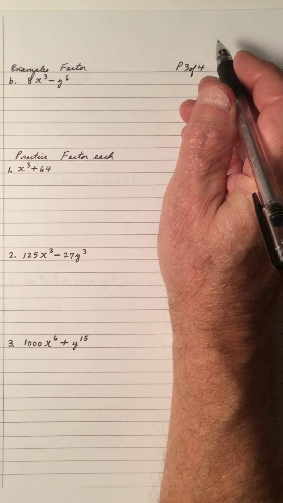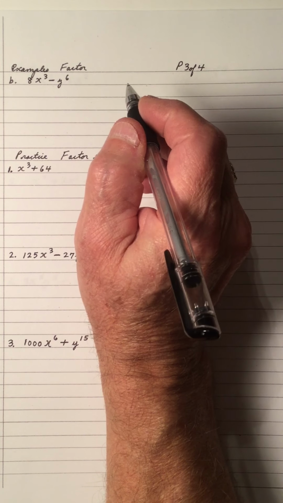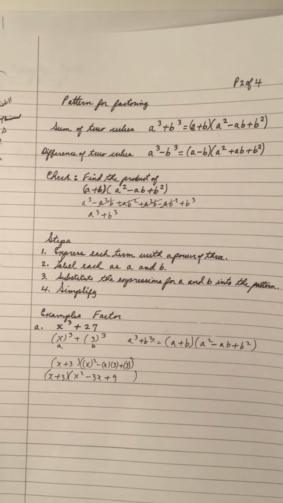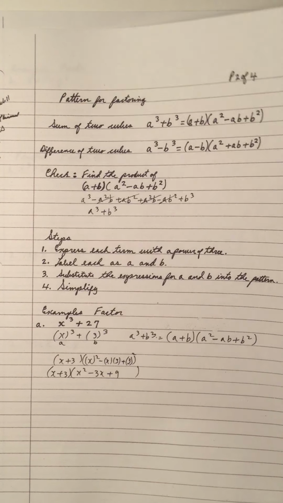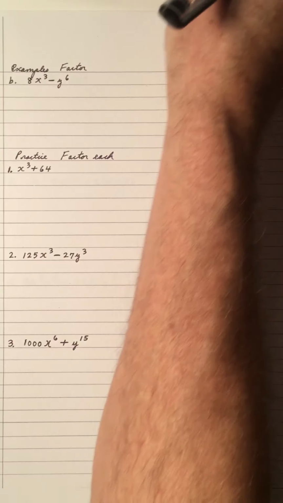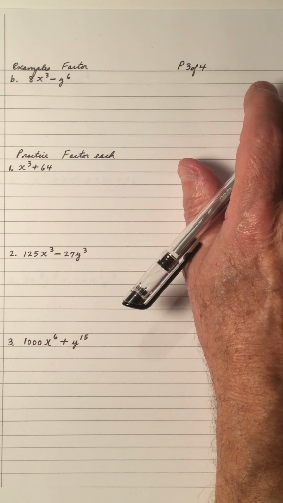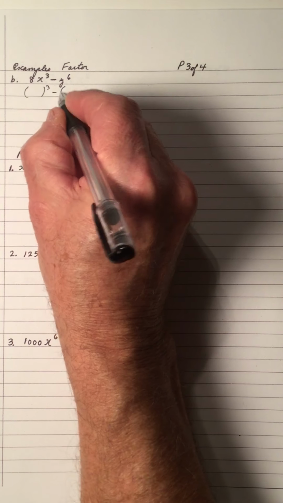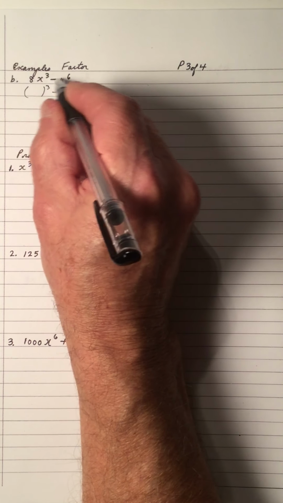Here we go. Let's try another one. We have to rewrite them as it says. We express each term with a power of 3. So we have to write each one of these with a power. Notice this is the difference of cubes.